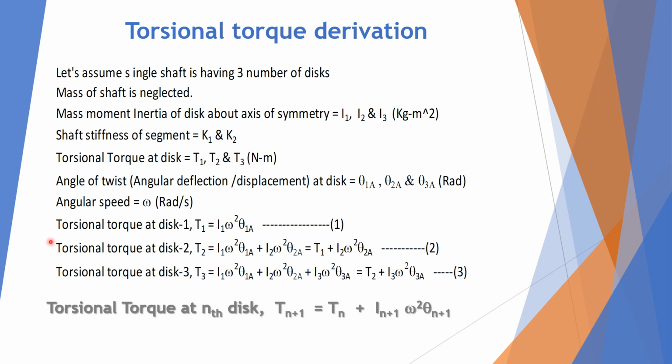Torsional torque at disk 2 will be I1 omega square theta 1 plus I2 omega square theta 2. So we can write T1 plus I2 omega square theta 2. Similarly, at disk 3, T3 is equal to T2 plus I3 omega square theta 3. So the generalized equation at the nth disk will be T(n+1) is equal to Tn plus I(n+1) into omega square into theta(n+1).